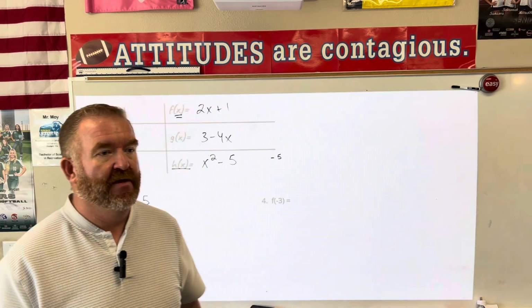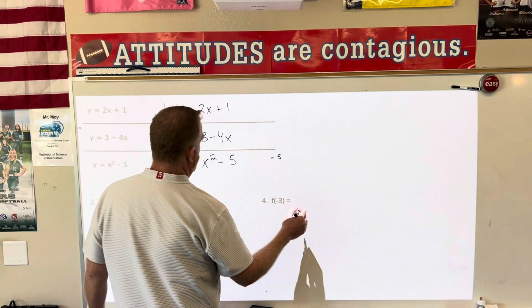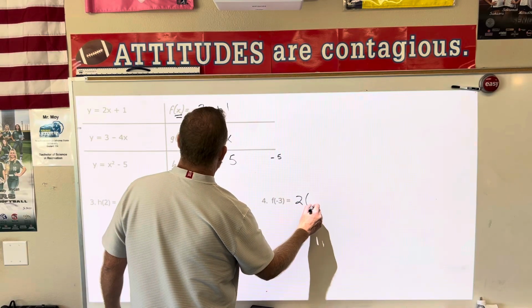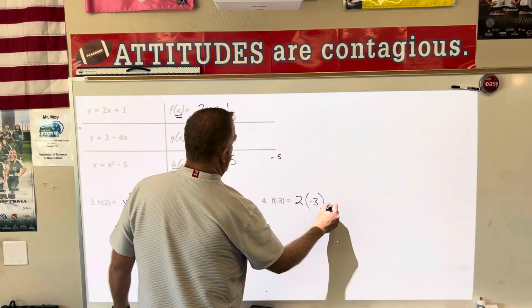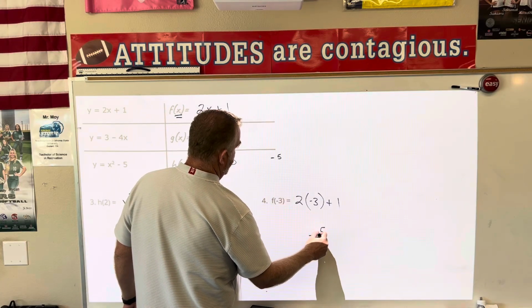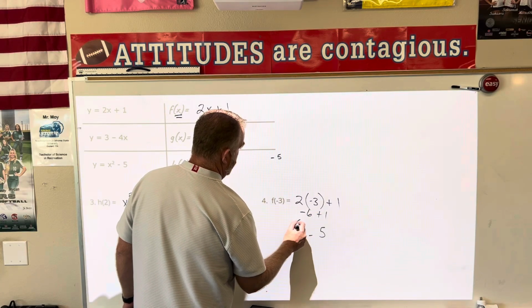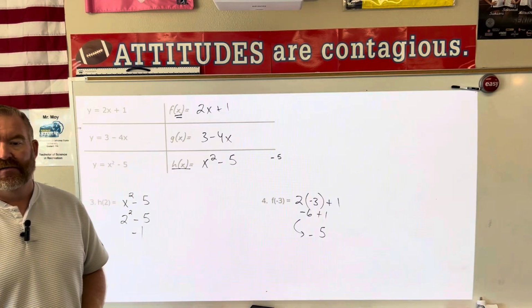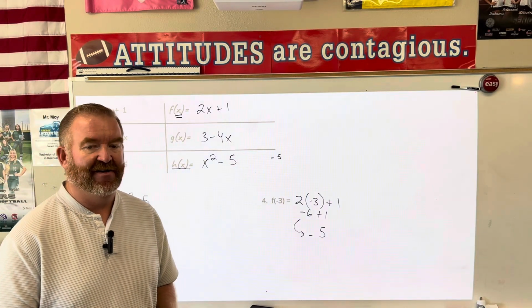We good? All right, so it should look like this. 2, -3, +1, right? What'd you get? -5 should have been your correct answer. -6 plus 1, -5. See if people are erasing. What happened?